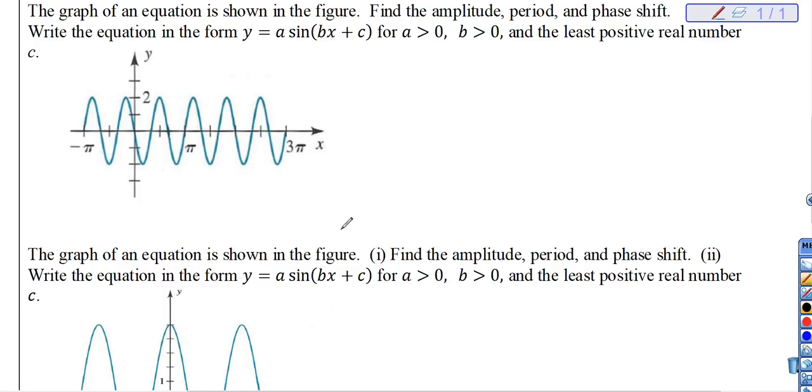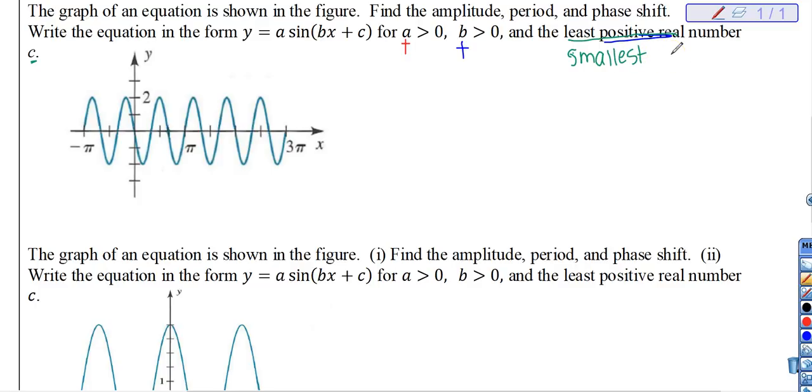All right, and here are the conditions. A must be greater than 0, so that means A has to be positive. B has to be greater than 0, so that means B has to be positive. And then the least positive real number C. So C has to be a positive real number too, and so that's the smallest possible positive C.